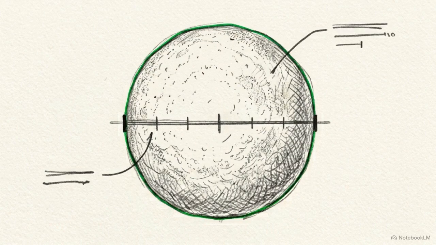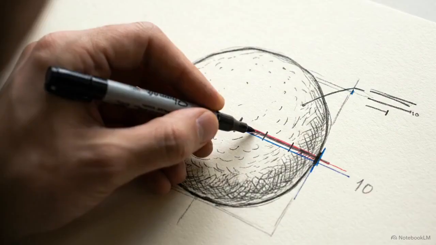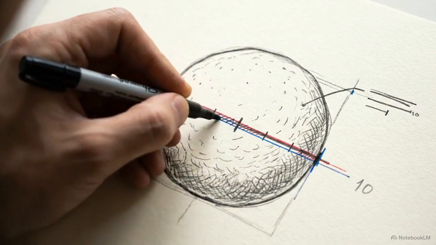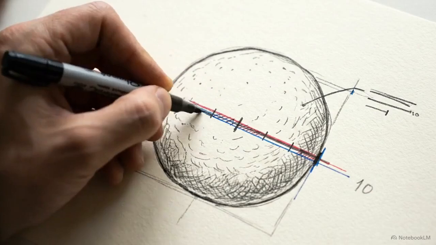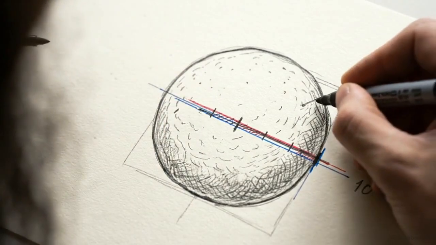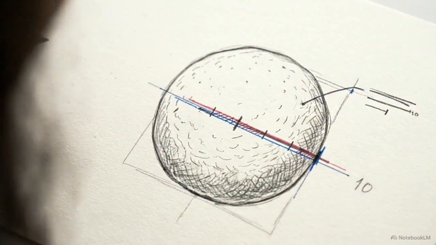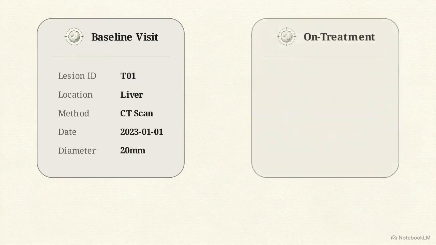These are the measurable indicators of disease. During the baseline visit, the investigator must select and uniquely identify each measurable lesion so it can be monitored accurately throughout the trial. Your database needs specific fields: lesion ID, location, method, diameter, and date.